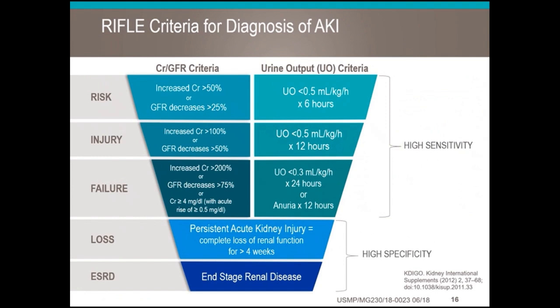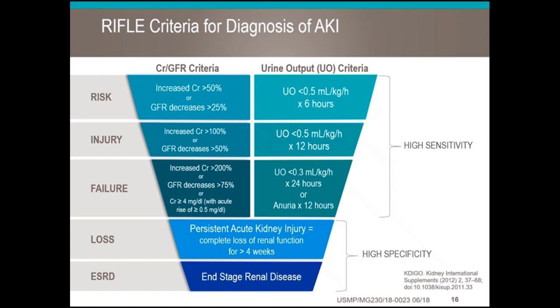Prior to the publication of the KDIGO guidelines, there was no definable criteria for the diagnosis of acute kidney injury. The first international interdisciplinary consensus criteria for the diagnosis of AKI was the RIFLE criteria that was proposed by the Acute Dialysis Quality Initiative Group, or ADQI, prior to the publication of the KDIGO guidelines. RIFLE stands for risk, injury, failure, loss, and end-stage renal disease.